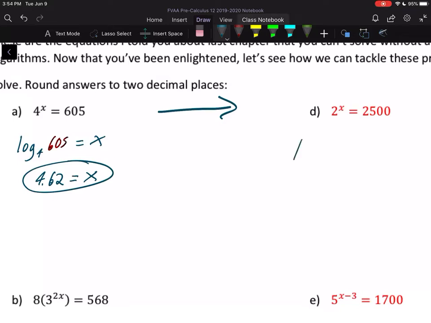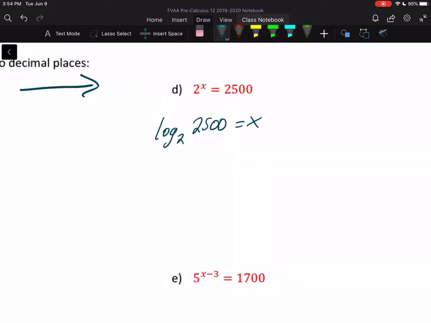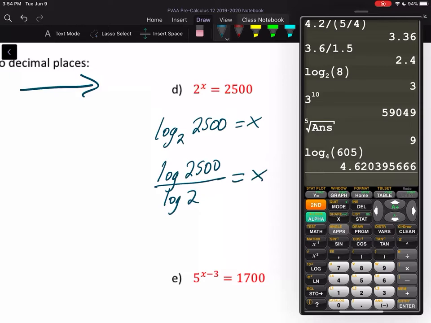Here, I'm going to change this to log base 2 of 2500 is equal to x. I could also do that if you're using a different calculator, like the TI-83. You can use log 2500 over log 2. That would work as well. Either way, x is going to be equal to log 2500 divided by log 2.